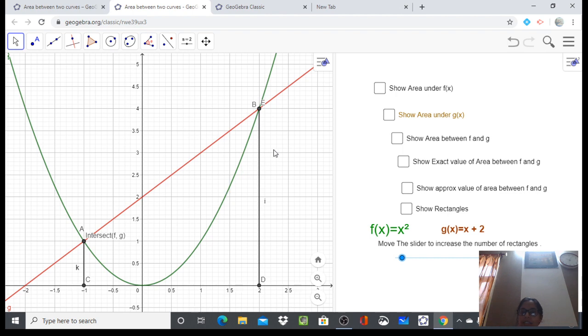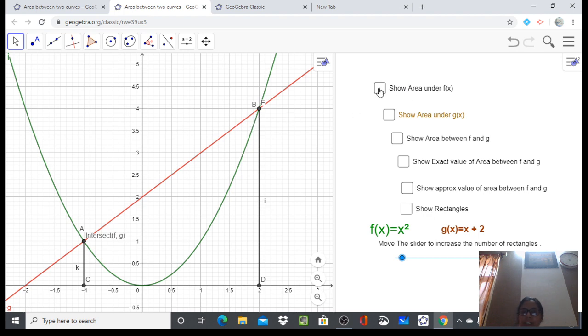I have attached the GeoGebra file of this in the description of this video, and you will see how the construction is made. You can see the GeoGebra file in the algebra view and in the construction order, and you will see how this is constructed. So I am going to first tell you what is first.